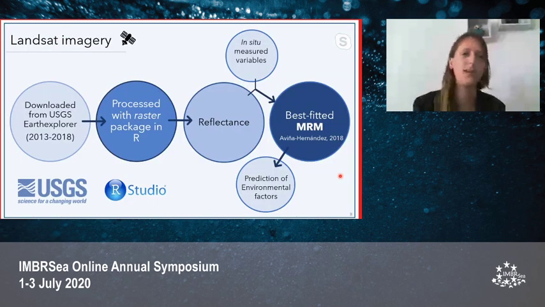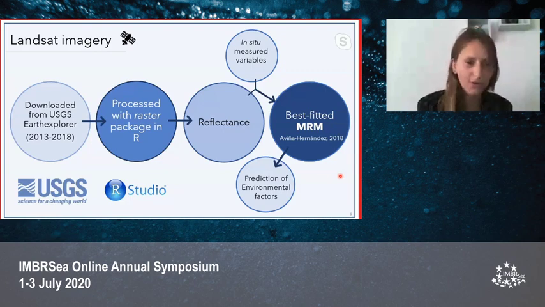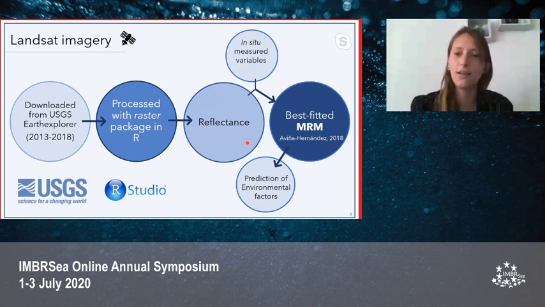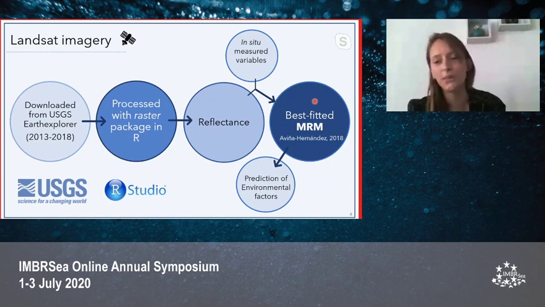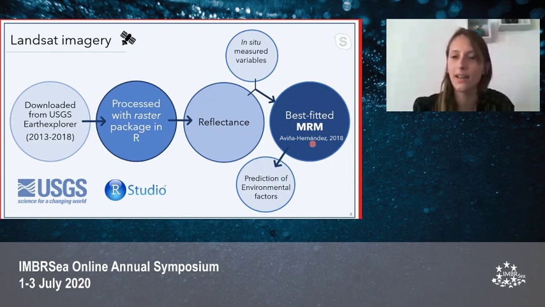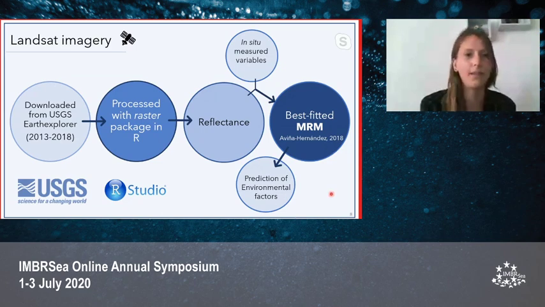So a bit more about the Landsat imagery. The Landsat images used in this thesis were downloaded from the USGS Earth Explorer server between the years 2013 and 2018. The images were then processed with the raster package in R in order to calculate the reflectance. The reflectance was then combined with the in situ measured variables, and then the best fitted multiple regression models developed by Erwin Hernandez in 2018 were applied in order to predict the environmental factors for this period of time.